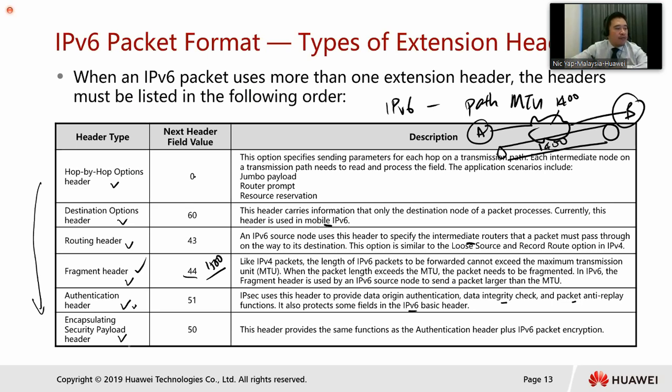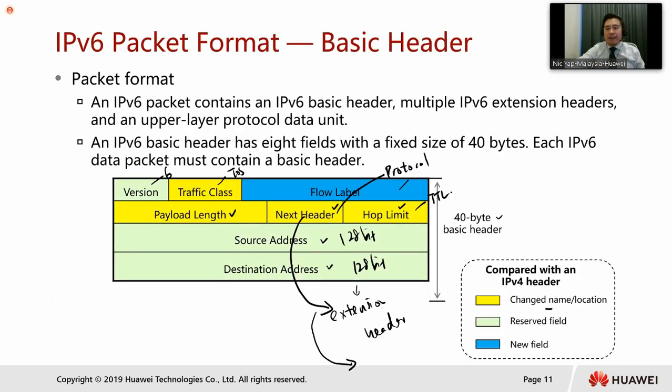Or you can use the Encapsulating Security Payload, which is for IPsec encryption. This header provides the same function as the authentication header plus IPv6 packet encryption. So they add on the encryption, and IPsec encryption can be done from source to destination. This is all the extension headers that can be added inside your IPv6. All of this is optional. Only if you need it, you add it in. Otherwise, I only send this 40 bytes, and that's good enough to send the traffic to the destination.